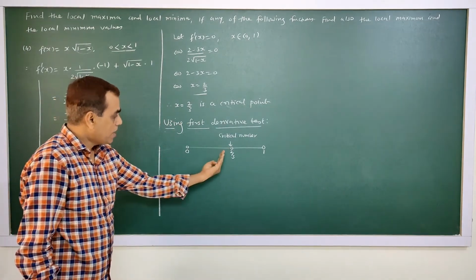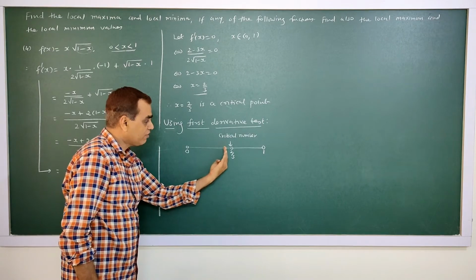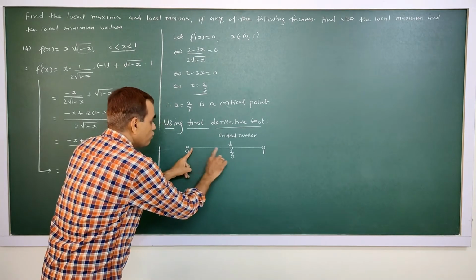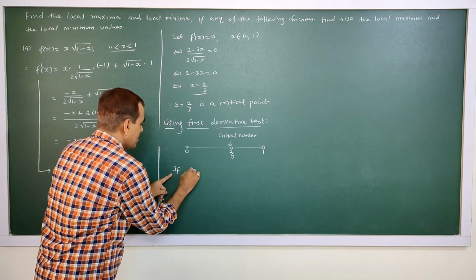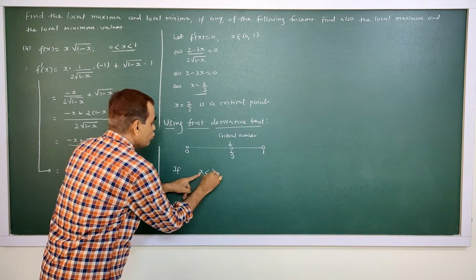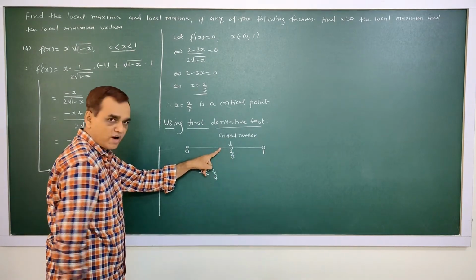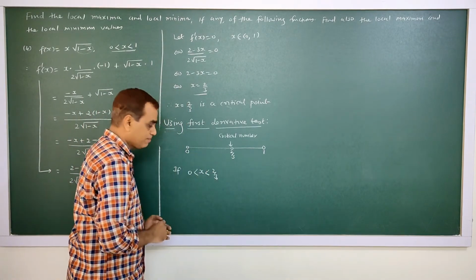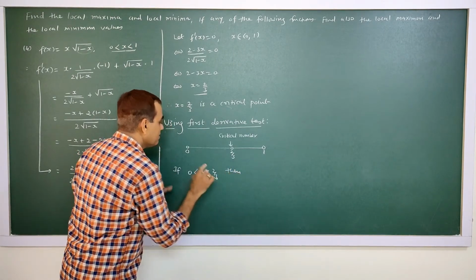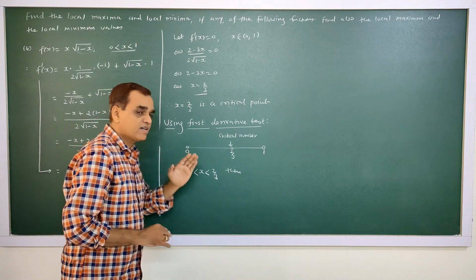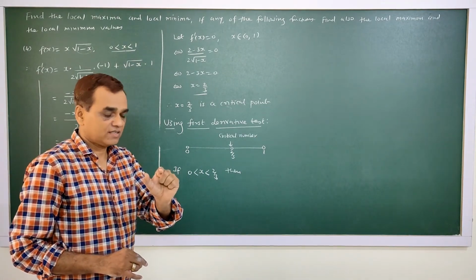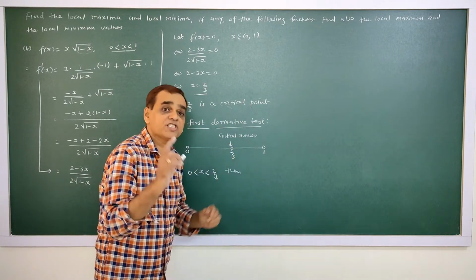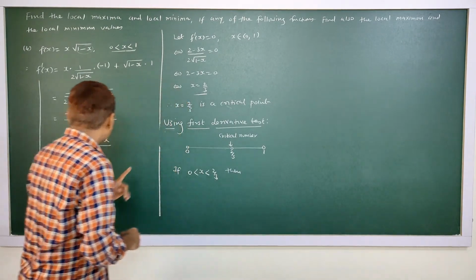Now look. Before 2 by 3, let me check. Before 2 by 3, what happens after 2 by 3? If x belongs to 0 to 2 by 3, if x is less than 2 by 3, means if x is on the left side of 2 by 3, in this interval, then we want to check the sign of f dash x. Before 2 by 3, what is the sign of f dash, and after 2 by 3, what is the sign of f dash? So we concentrate on f dash.